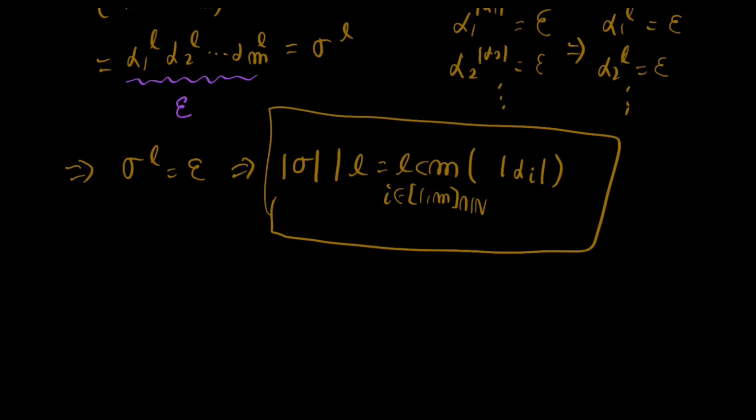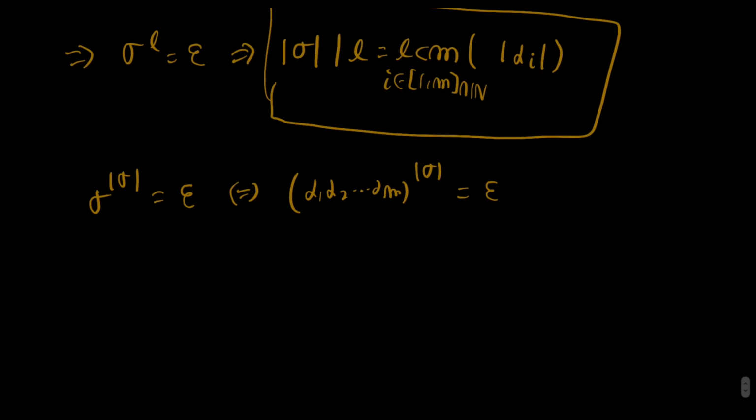Okay, but by the very definition of order, sigma to the order of sigma is basically the identity permutation. Or in other words, alpha 1, alpha 2, up to alpha m, to the order of sigma is equal to the identity. Now, by using the fact that disjoint cycles commute, we can write this as alpha 1 to the order of sigma times alpha 2 to the order of sigma, up to alpha m to the order of sigma, and all of this is equal to the identity.